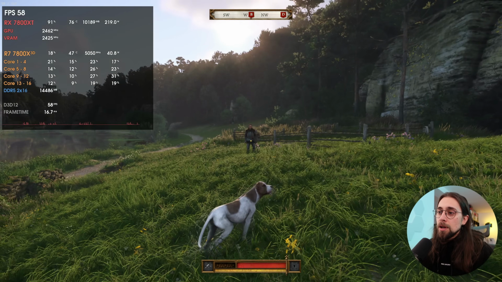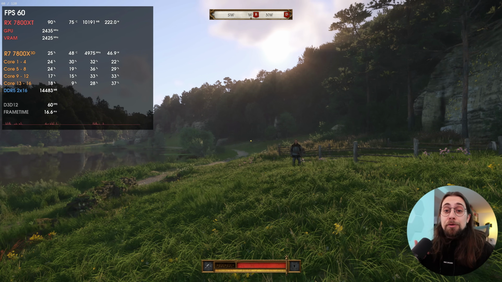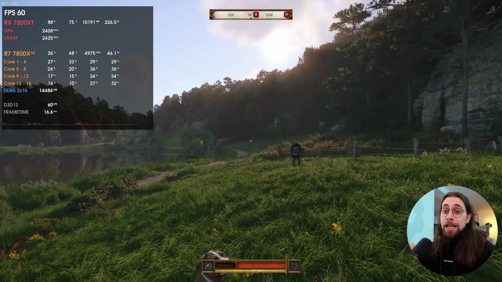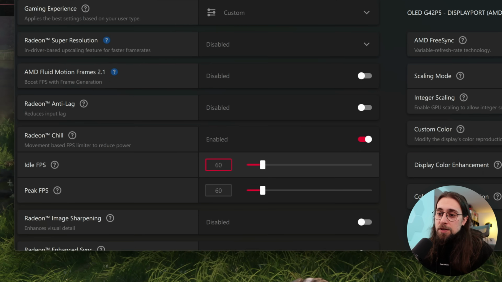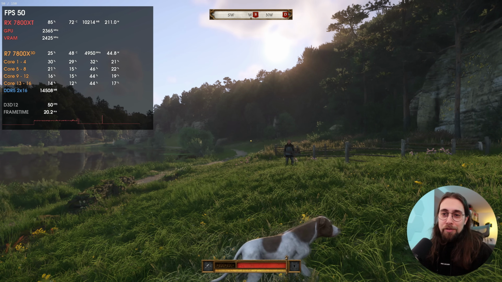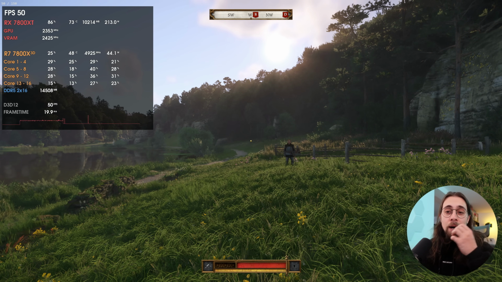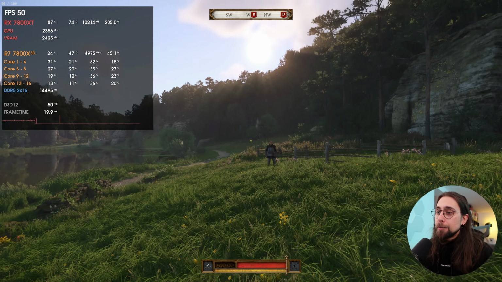60, again, since we locked frames, it works much better. And if we go even further and we use the 3 times mode, but we still lock the frames, it works even better. 3 times fixed mode, but instead of locking the frames to 60, we will lock the frames to 50. And we are now going from 50 to 150 FPS. So for every 1 frame, we are generating another 2, making it the 3 times.